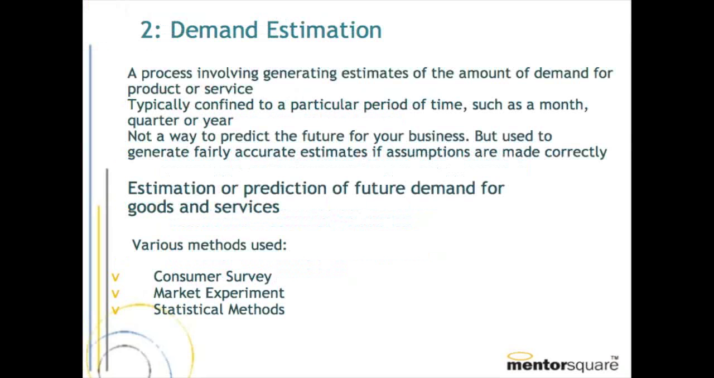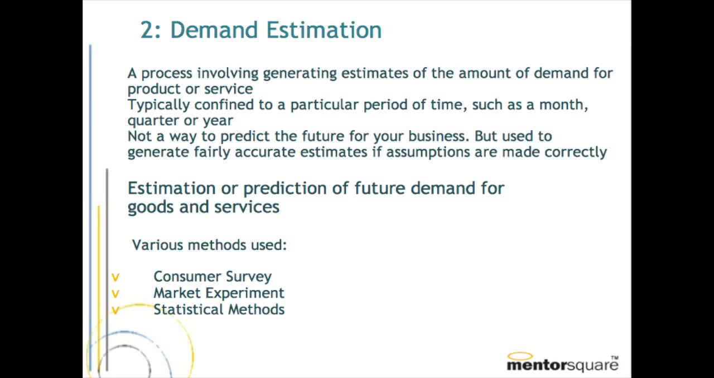So the first thing that any investor is going to ask you is, have you done something called a demand estimation? Good idea or a product, or so you believe. So what is the estimated demand for your product? Now, what is demand estimation? This is a process involving generating estimates of the demand for your product or service.